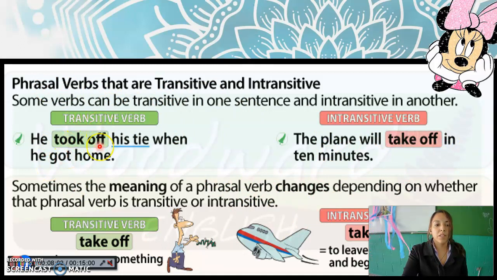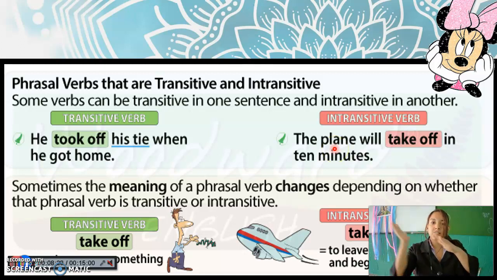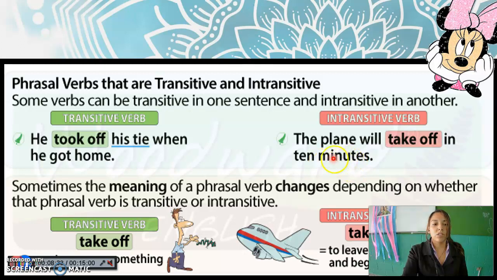In the previous example, I was explaining the phrasal verb take off. So here it is the same. As a transitive verb, I'm going to use it: he took off his tie when he gets home. As an intransitive verb, it's going to be: the plane will take off in 10 minutes. Why is it an intransitive verb here? Because we are talking about the plane, right? The plane takes off in 10 minutes. So 10 minutes is not a direct object.